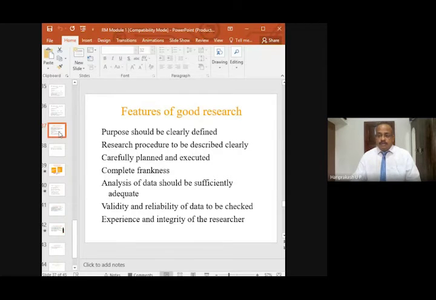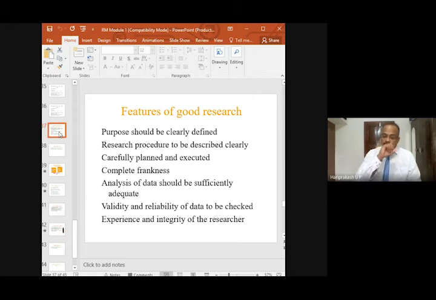Got it? If you are doing that, then it is a bias. You are not collecting from everybody, a representative sample. That is what we are going to talk about in the sampling technique. So we will see that. So complete frankness in selecting the respondents also.